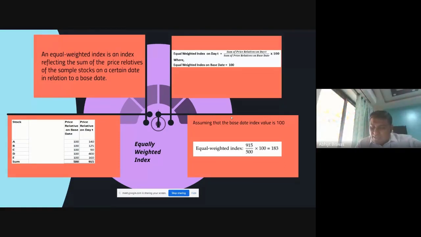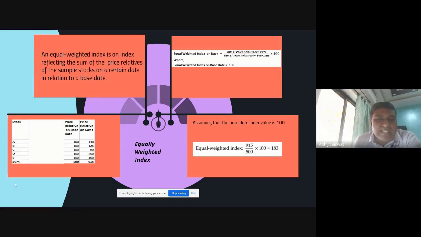Price was 10 on the base date and it has now increased to 12. If you want to calculate the price relative on day T, that is nothing but price on day T divided by price on the base date, multiplied by 100. So 12 divided by 10 into 100 is 120. So the price relative on day T is 120. And the price relative on the base date is always taken as 100.